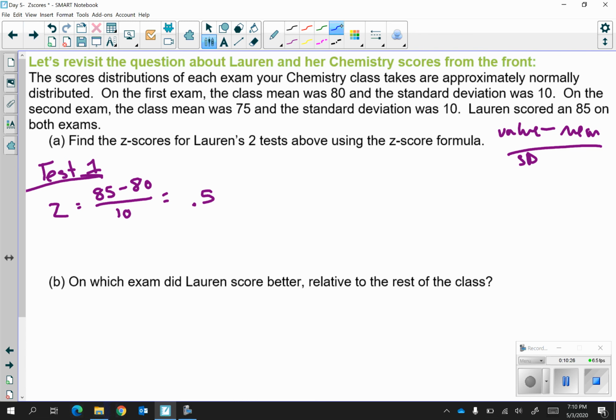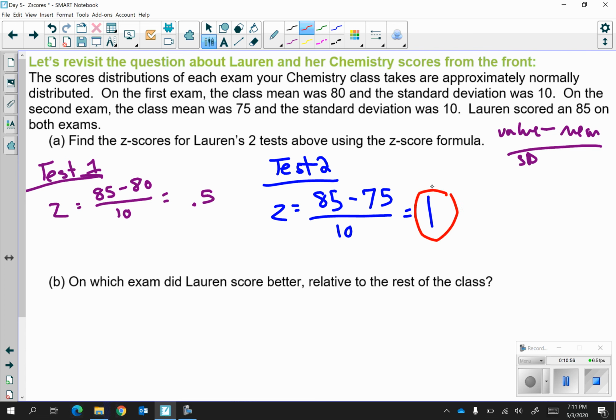Anyway, we go to test 2 for the other z-score. The value that we got on the test was an 85. In this case, the average on the test was 75, and the standard deviation was 10. If you put that in the calculator, you're going to get a z-score of 1. Now, on which exam did Lauren score better relative to the rest of the class? Well, you're going to pick the one that has the higher z-score because she was higher above the average, right? So, test 2, because her z-score was higher.